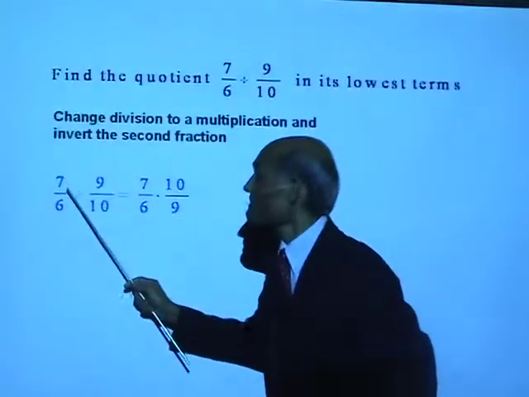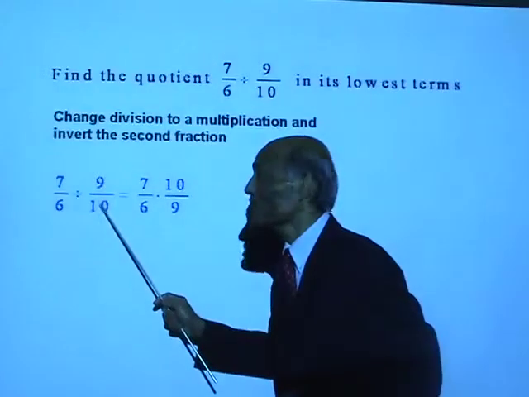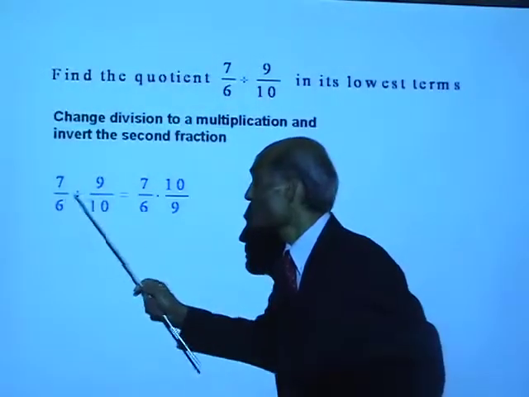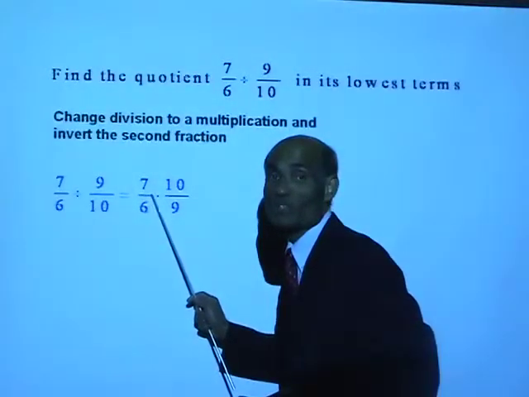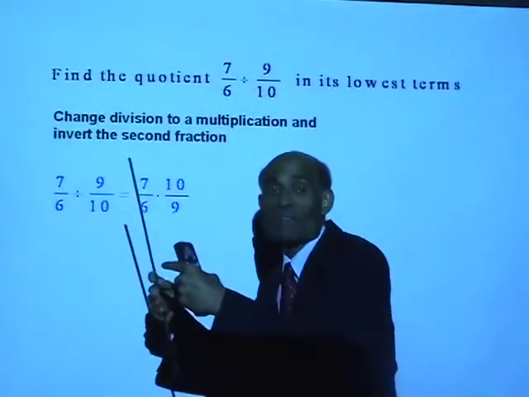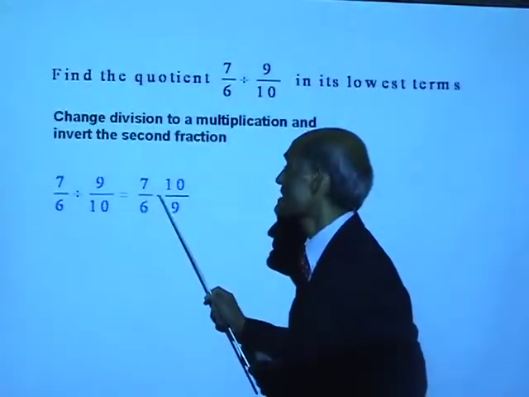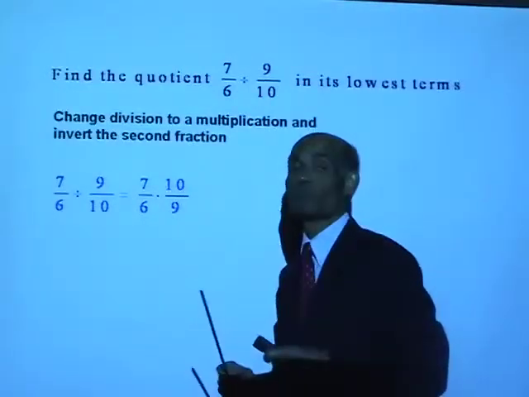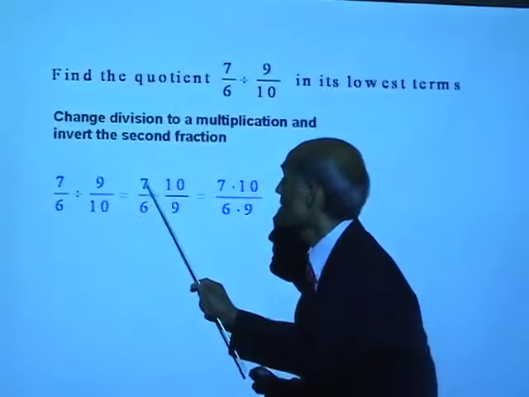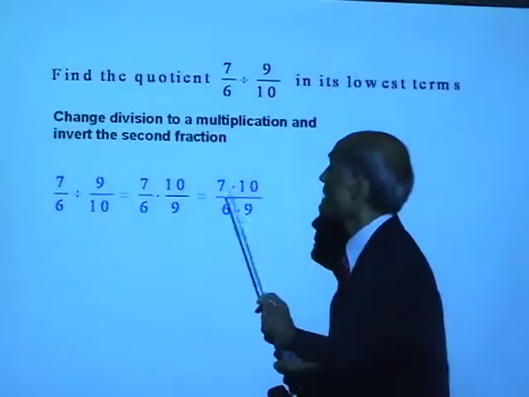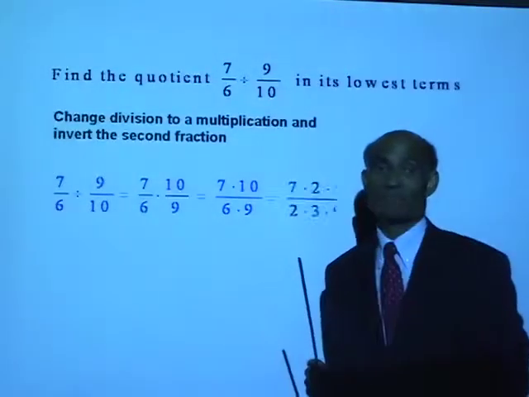Okay. Now, change the division to a multiplication and invert the second fraction. So, 7 over 6 divided by 9 over 10 becomes 7 over 6, change the division to a multiplication, and 9 over 10 becomes 10 over 9. So it is 7 over 6 times 10 over 9. Okay, that will be 7 times 10 on the numerator divided by 6 times 9 on the denominator.